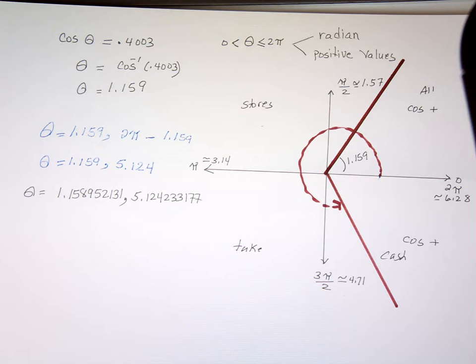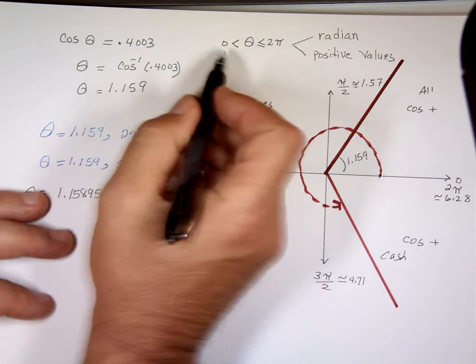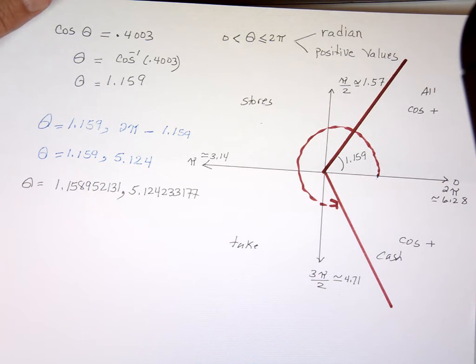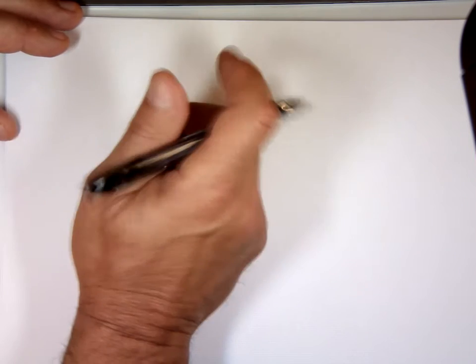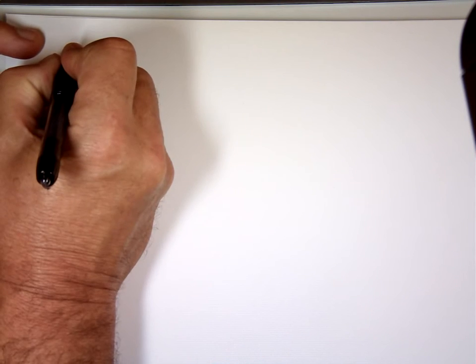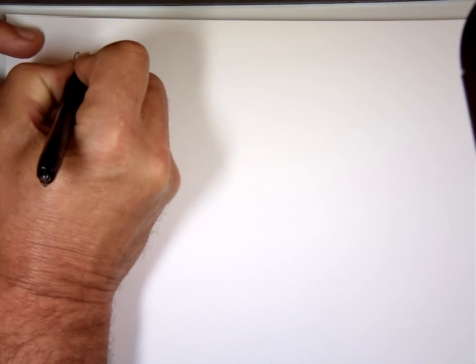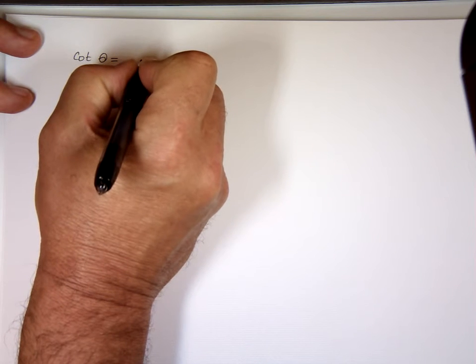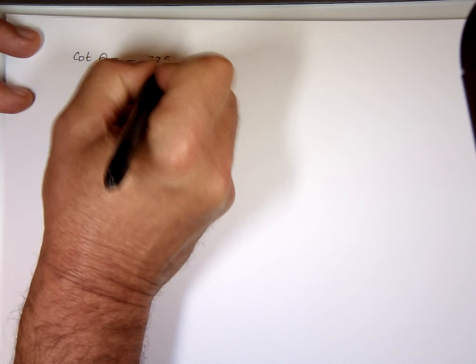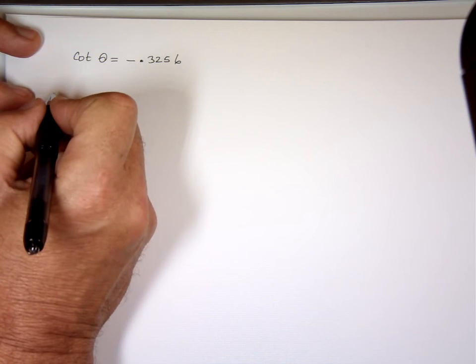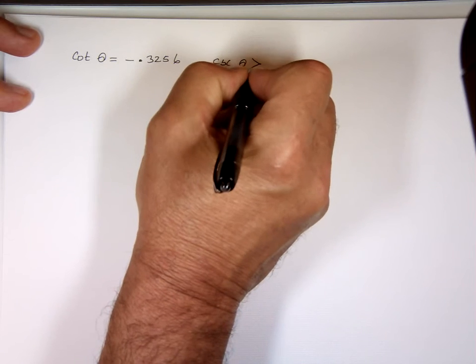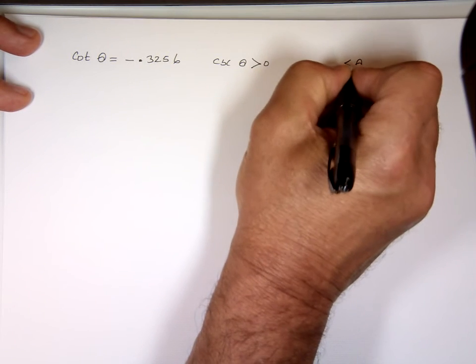Now, they might put a restriction like the next one. I'll give you another one. In that case, they're looking for one answer. Cotangent theta equals negative 0.3256, and cosecant theta is greater than 0, and theta between 0 and 360.